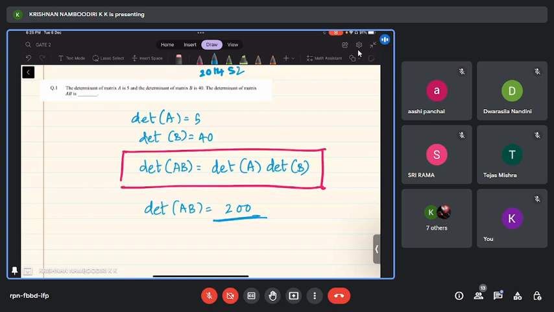Is that clear? You have to use this property. That's the only key takeaway from this question. I hope it is very straightforward.